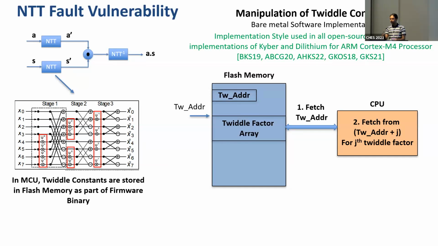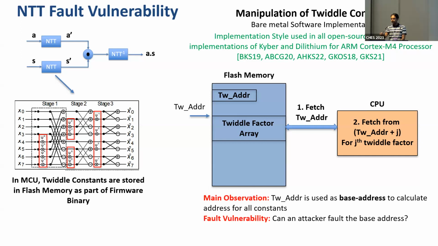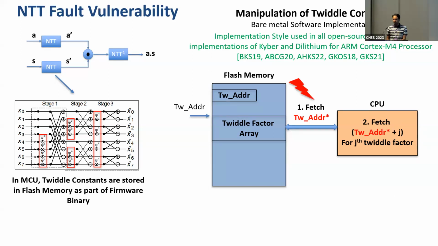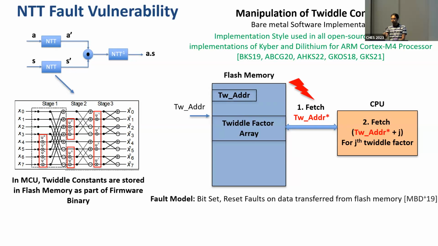So essentially you have a single base address, and you're simply adding offsets to compute the addresses for the other twiddle constants. The main observation is that you have a base address to calculate the address for all the constants. And the question is, can the attacker fault the base address to corrupt the twiddle constants? Why is faulting the base address easy? It's because this base address is fetched from the flash memory to the CPU. And there is prior work which shows that it's very easy to inject bit set and bit reset faults on data that's transferred from the flash memory. And this you can do with very good precision.